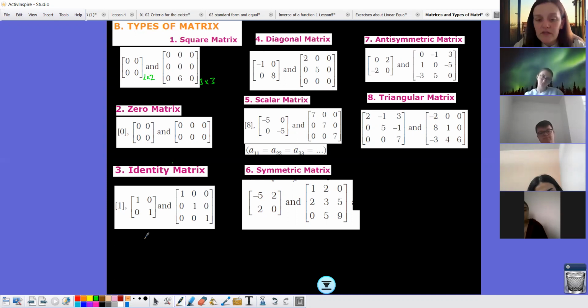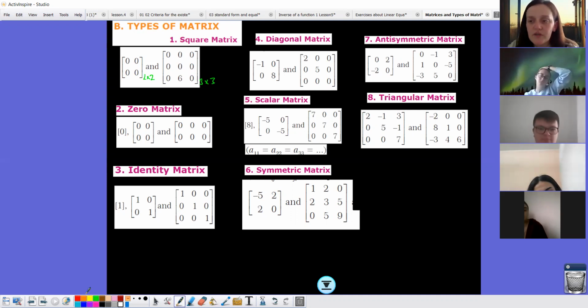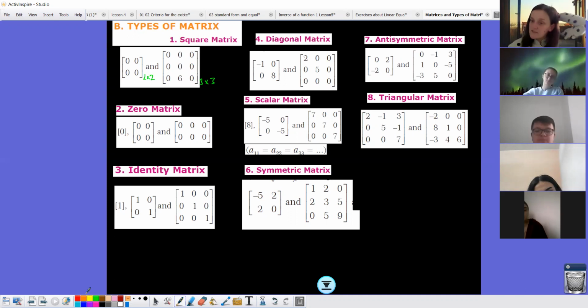Zero matrix, what do you understand from the name of it? It only has zeros. All the entries are 0 in this kind of matrix. We're not talking about dimensions, we're talking about the entries. If all the entries are 0, we call it zero matrix.